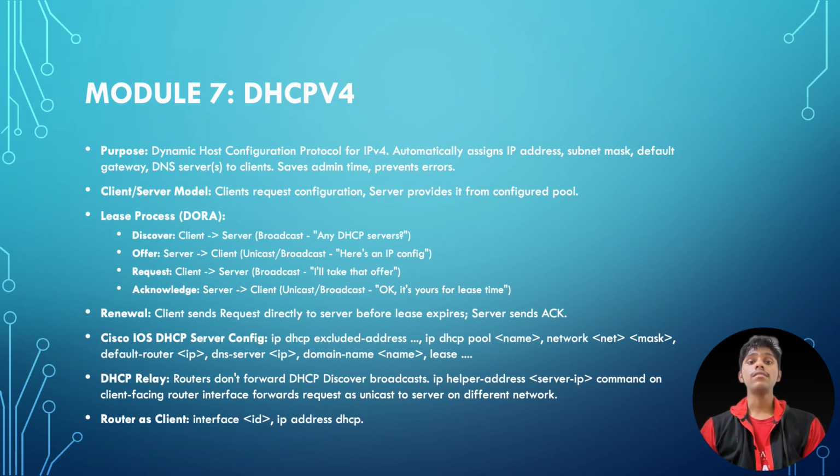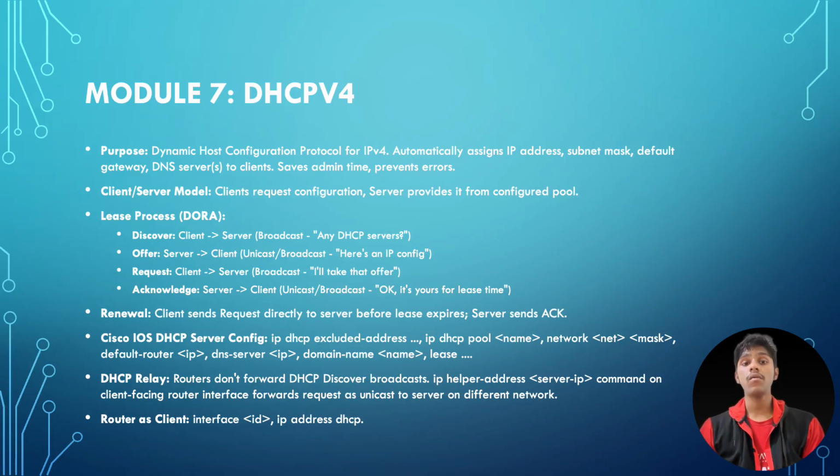So module 7 is all about DHCP version 4, the Dynamic Host Configuration Protocol for IPv4. Its purpose is to make life easier by automatically giving IP configuration, like IP addresses, subnet, default gateway, and DNS servers, to devices when they are connected to the network. So it assigns the IP address automatically without us first manually doing the static input for the IP address and subnets. This also avoids manual configuration errors and saves a lot of time.